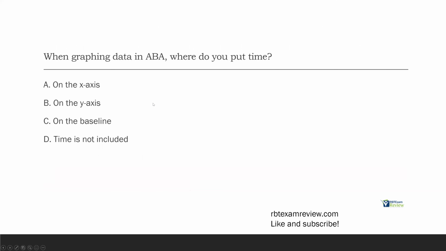When graphing data in ABA, where do you put time? All right, super straightforward question. Graphing, we use line graphs. We have an x-axis, we have a y-axis. Where do we put time? Time goes on the x-axis. Where does behavior go? Behavior goes on the y-axis.